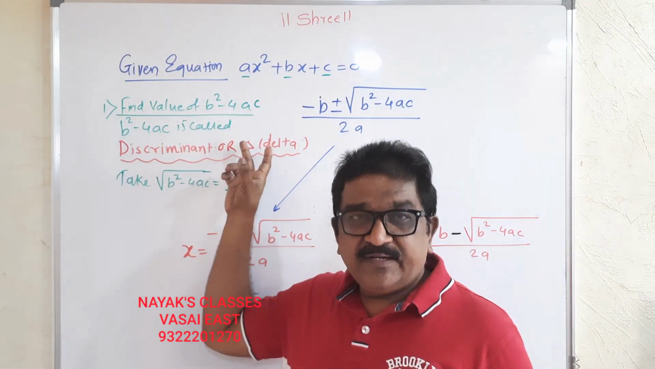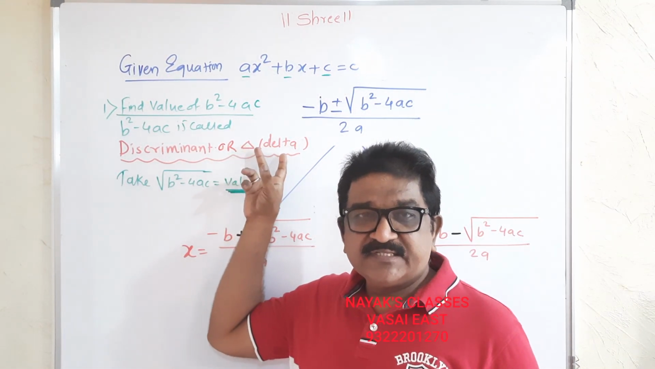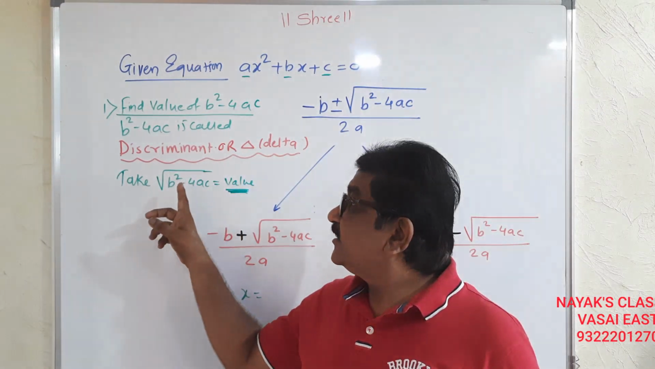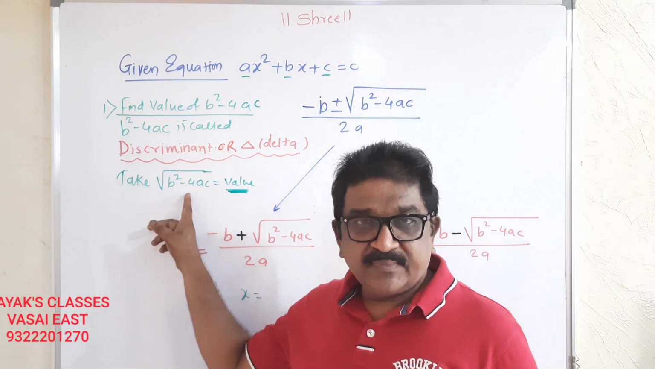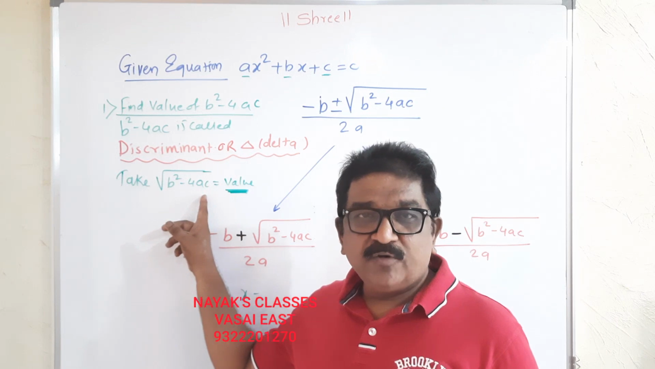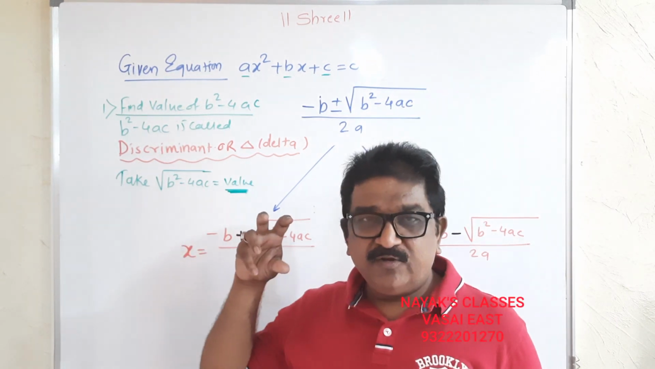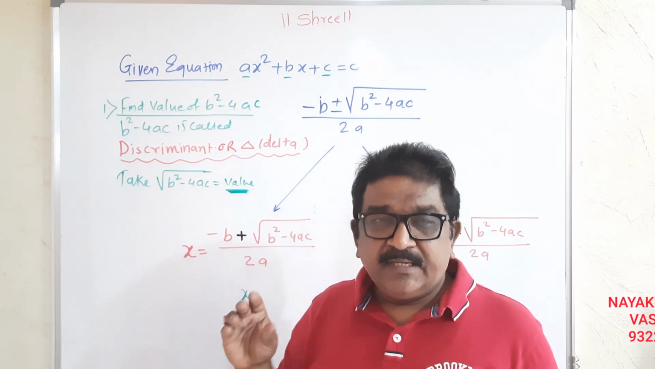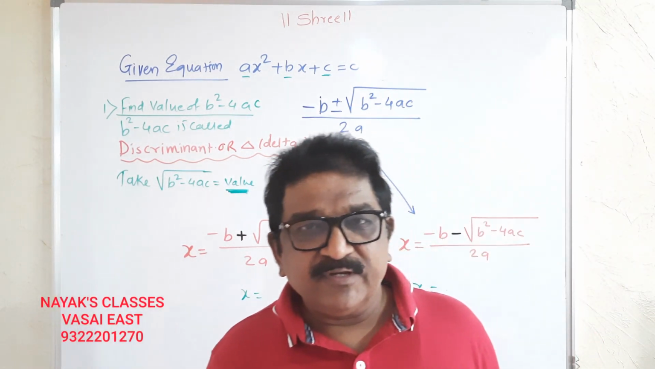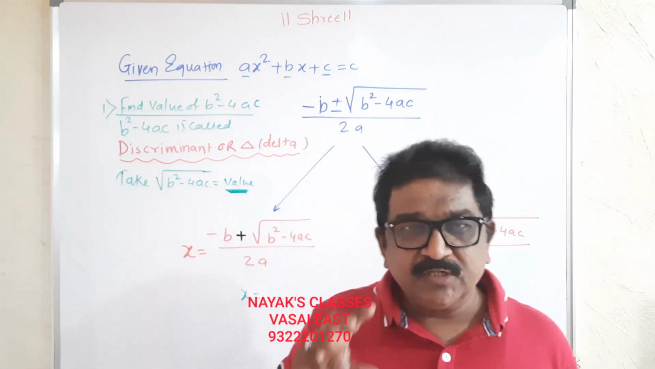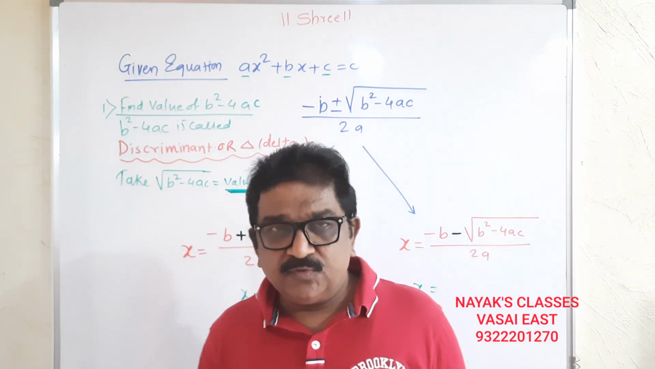Once you find the value of b square minus 4ac, the discriminant, then take the root value of that. Put the value in root. If it is a perfect square, it will give a number. If it is not, use the root value.